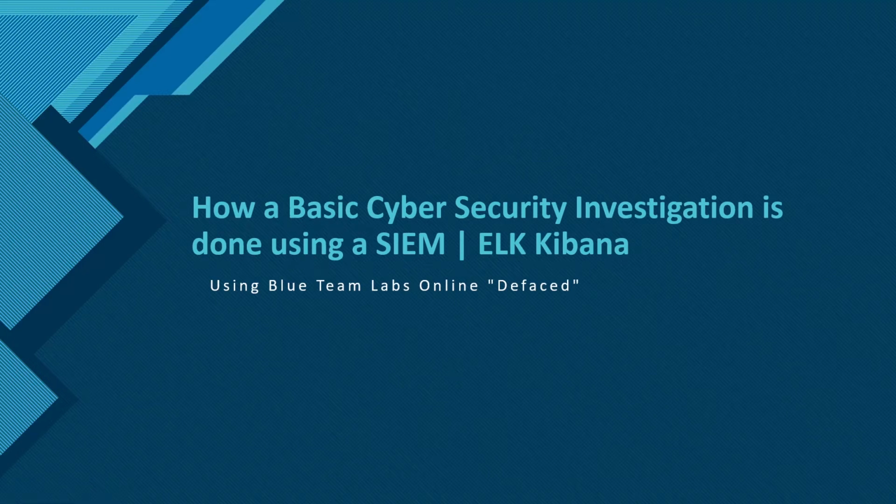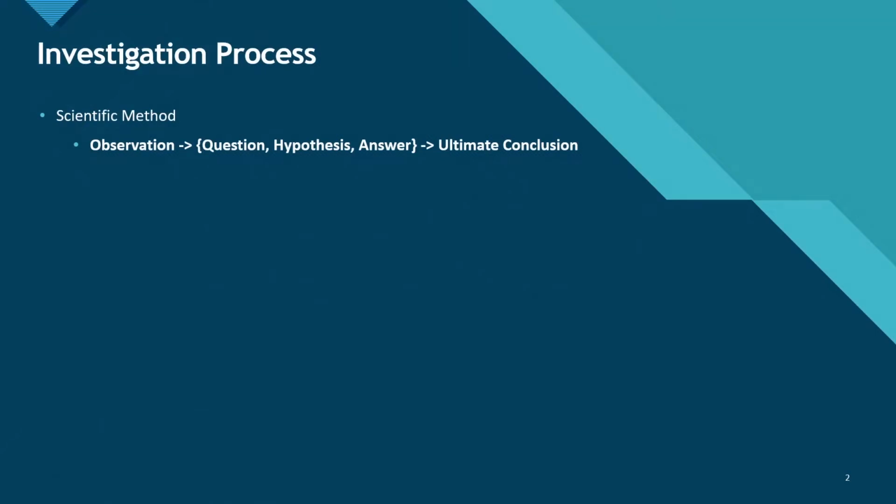So how a basic cybersecurity investigation is done using a SIEM. An investigation starts with an observation. You will then use this observation to generate questions and thus generate further observations. We'll be following the scientific process as shown here, where we'll start with an initial observation and move in this cyclical area here: question, hypothesis, answer. Just repeatedly coming up with new questions until we finally arrive at our ultimate conclusion.